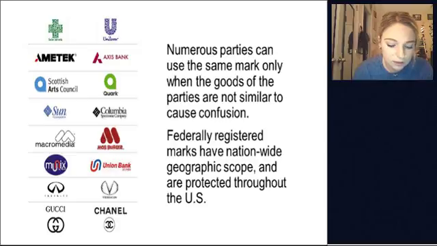So federally registered marks have nationwide geographic scope and they're protected by the U.S. These marks that I put on this have the same type of mark, but their goods are completely different. So they can't confuse the customers.